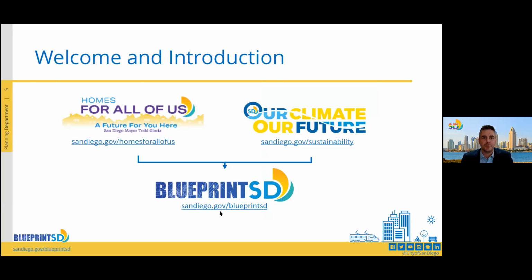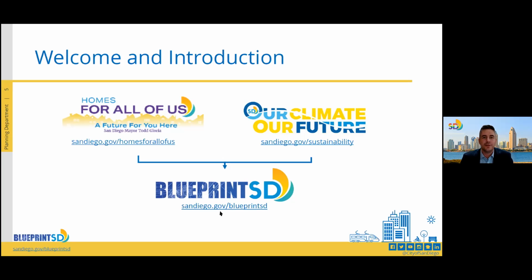Blueprint San Diego is a proposal for community planning and the city's general plan to further align them with our housing, climate, mobility, and equity goals. This is a citywide effort to take a proactive, forward-looking, and data-informed approach to our land use planning.